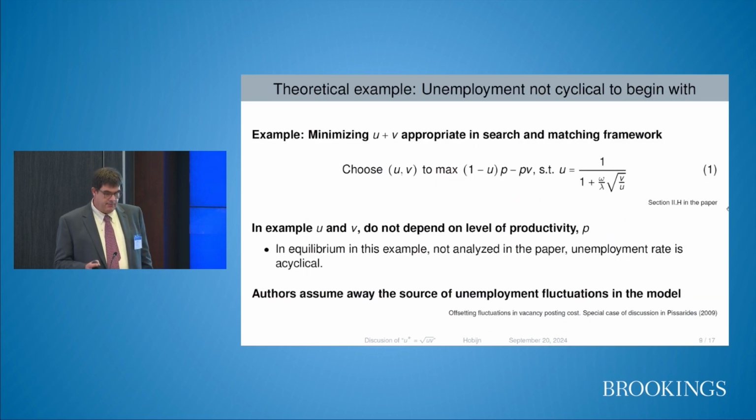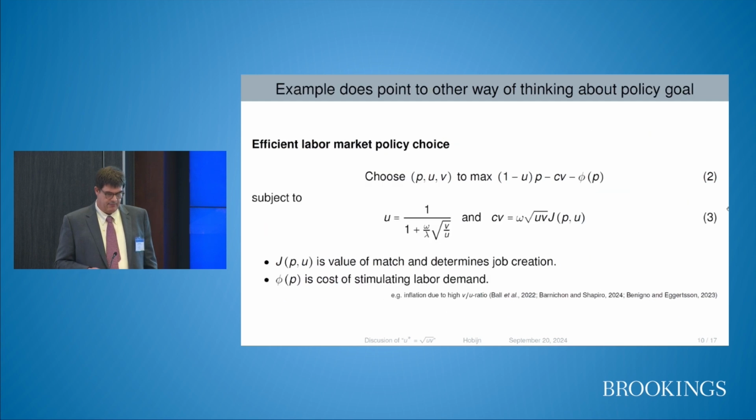Now, there's a couple of other things. To give you a theoretical example of why you should take minimizing the sum of U and V seriously, they introduce a version of the Mortensen-Pissarides model. But in the particular example they give, the whole model is proportional in productivity, which means that unemployment and vacancies don't move when there's a productivity shock. So I'm sure there's other examples that you can give where that's not the case, but this particular example I find not particularly useful to understand why you would minimize the sum of U and V in this theoretical framework.